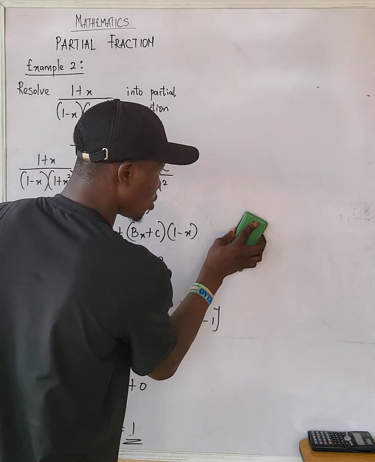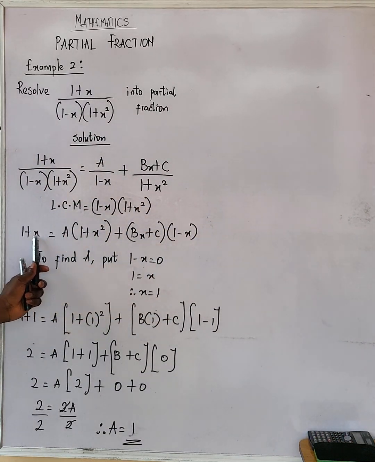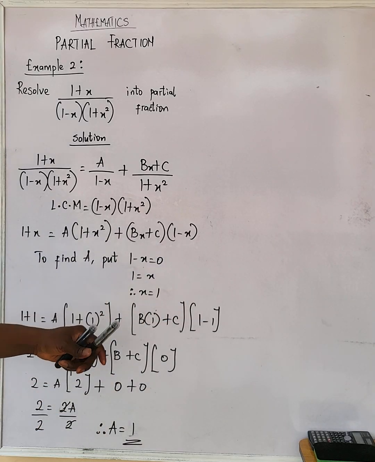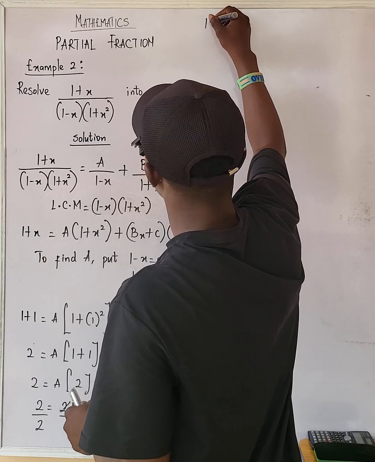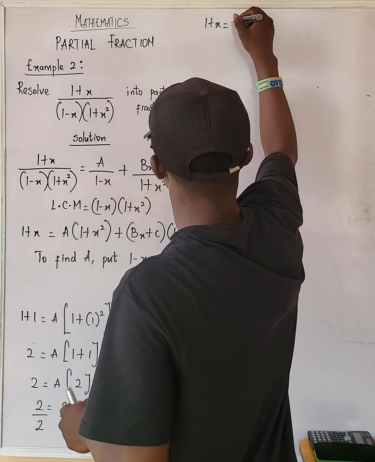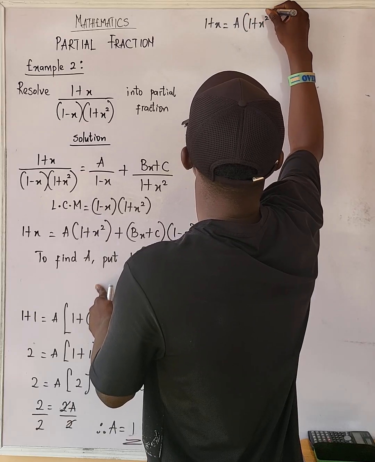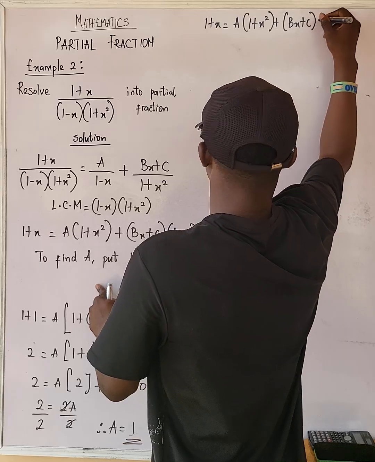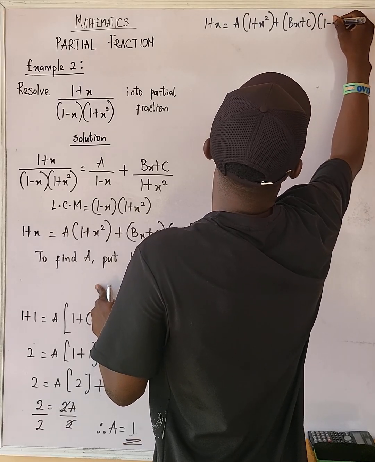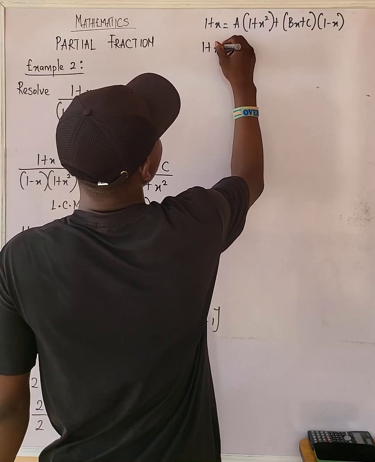So the only best option is to come here and expand. That's the only option. So after you've gotten the first value, then you come and expand. Let's expand this. So when we expand, we have 1 plus x. Let's write it first. Then a into bracket 1 plus x squared, then plus bx plus c, then we have 1 minus x.